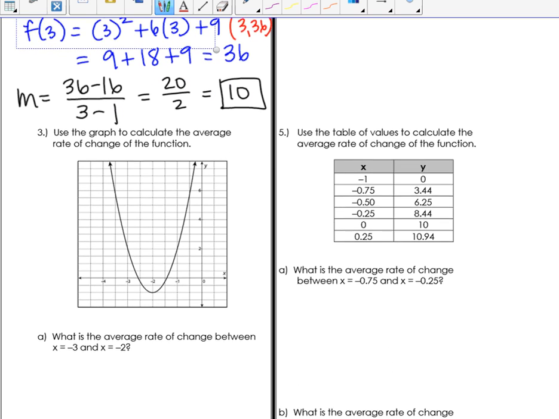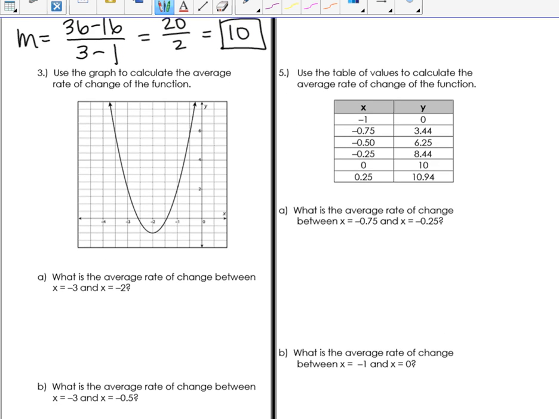Okay. All right, for number 3, it says use a graph to calculate the average rate of change of the function. So A says what's the average rate of change between x equals -3 and x equals -2. So get your bearings here a little bit. These are actually scaled by 0.5, so that's what each line is representing. So at -3, we're here on the graph. So at -3, my y value is a +2. And at -2, my y value is a -1.